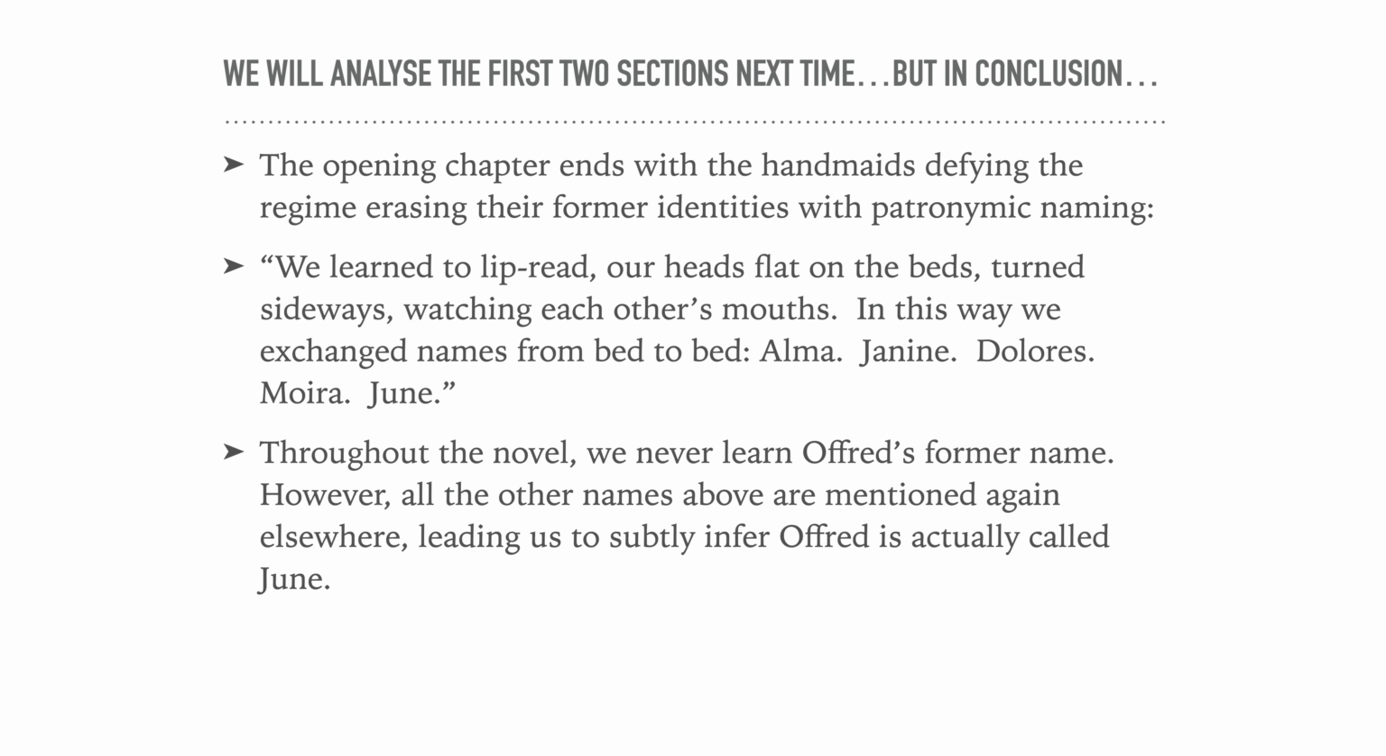The opening chapter ends with the handmaids defying the regime, and instead of letting it erase their former identities with patronymic naming, they give each other a whispered or a mouthed name. Throughout the novel, we never explicitly learn Offred's former name. However, all the other names above, Alma, Janine, Dolores, Moira, are mentioned again elsewhere. So we might subtly infer Offred is actually called June. However, I actually think that on a first reading of the novel, that's pretty subtle and is actually quite easy to miss.